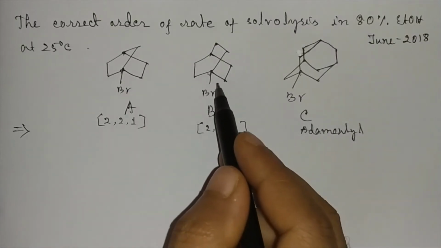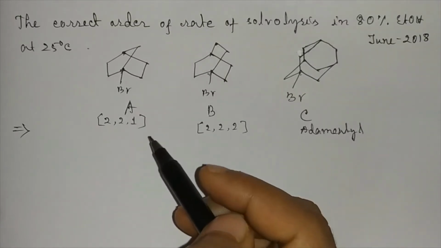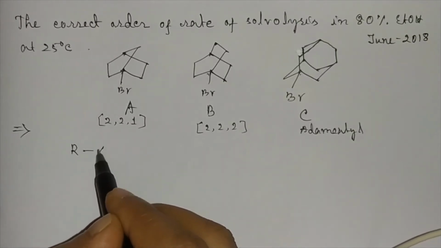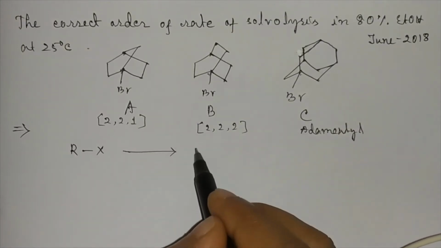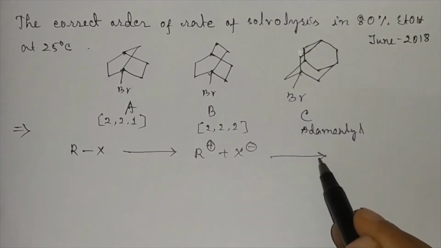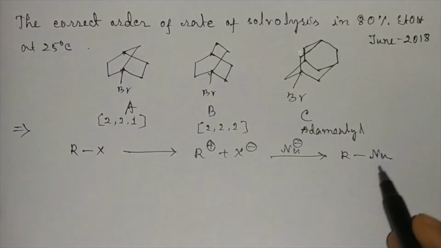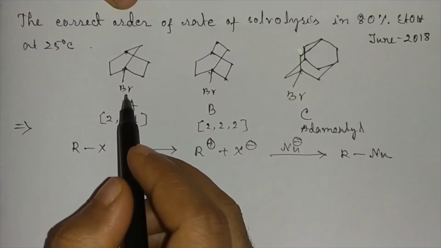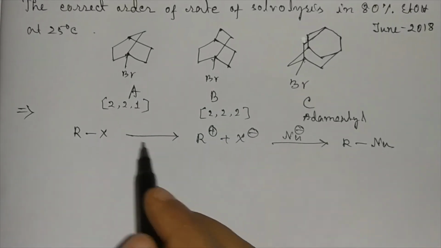So these three will undergo solvolysis reaction following the SN1 mechanism. What happens in the SN1 mechanism? First, an alkyl halide will form a carbocation, followed by attack of the nucleophile to form the product.